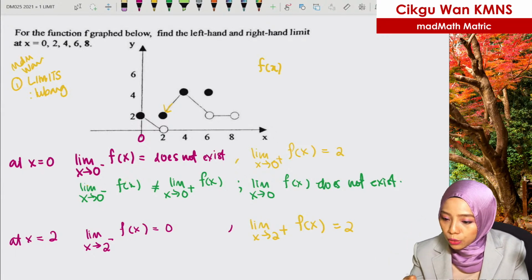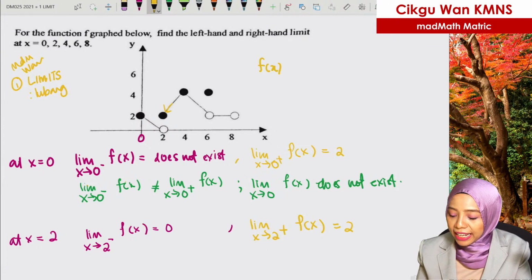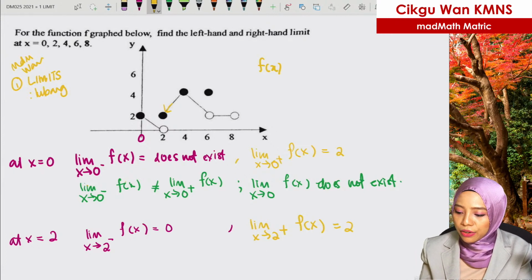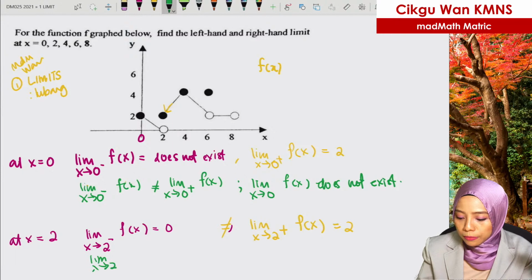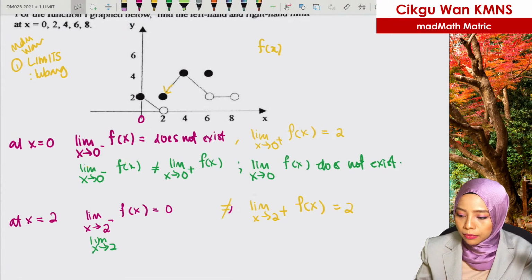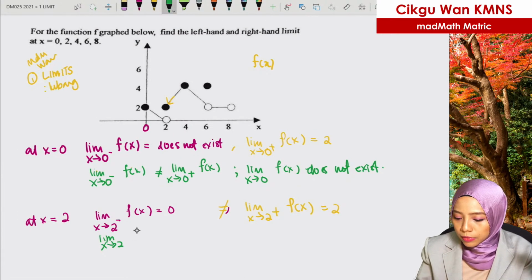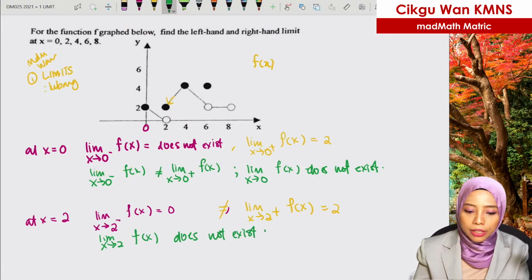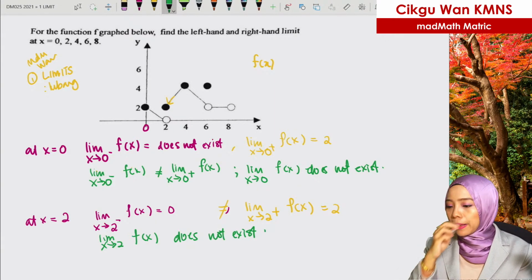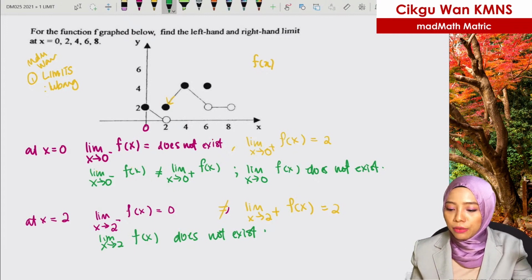Okay, we continue. Okay, now since again it is not equal, look, not equal, therefore since it is not equal, therefore limit x approaching 2 of f(x) does not exist. Okay, like that. Okay, alright, now.